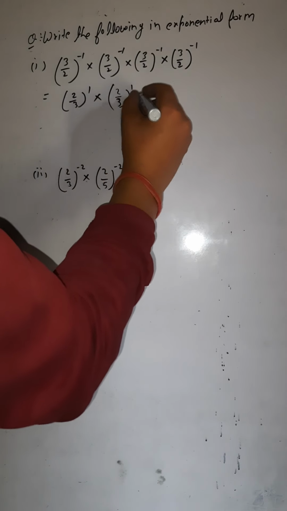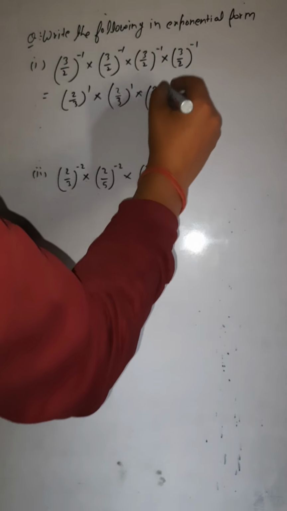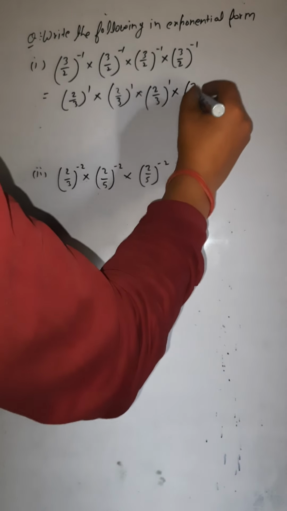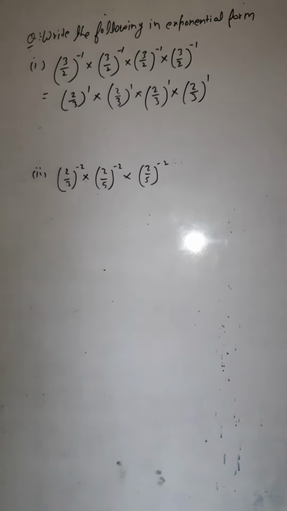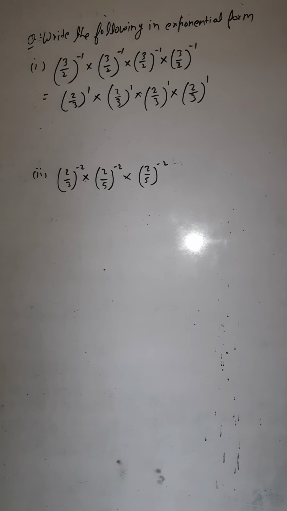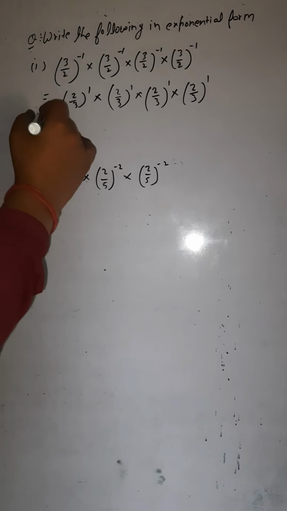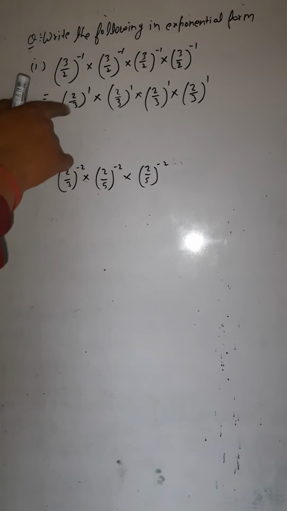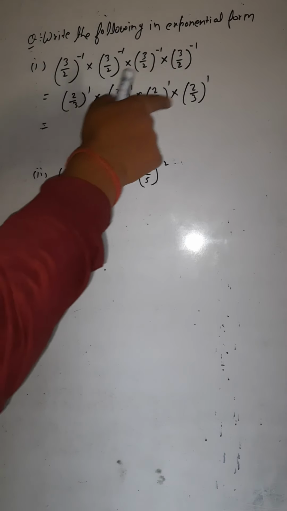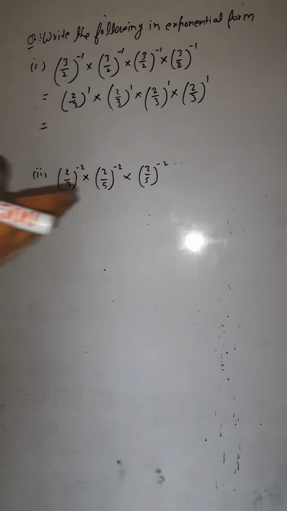I am writing the reciprocal. Here also 2 by 3 raised to the power plus 1. Similarly here also 2 by 3 raised to the power plus 1. So this is how you would write the repeated fraction. Now you can see there is the repeated multiplication of 2 by 3 here also: 2 by 3, 2 by 3, 2 by 3 means there is the repeated multiplication of 2 by 3.